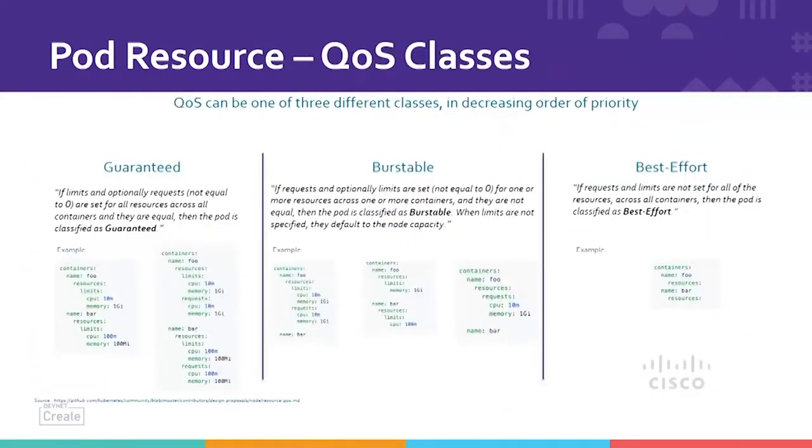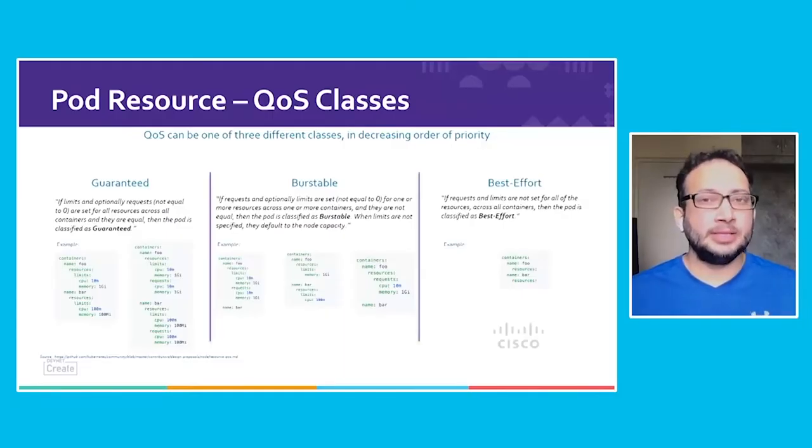Using the requests and the limits, we arrive at the QoS classes. The pods can then be categorized based on the QoS classes into three different types, and these are in decreasing order of priority. Start with guaranteed, then burstable, and best effort. Guaranteed is when you define the limits and optionally the requests, and they are defined for all the resources across all the containers. That's when you classify them as guaranteed.